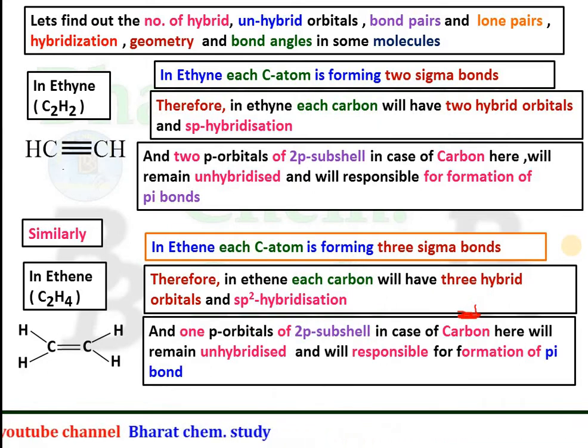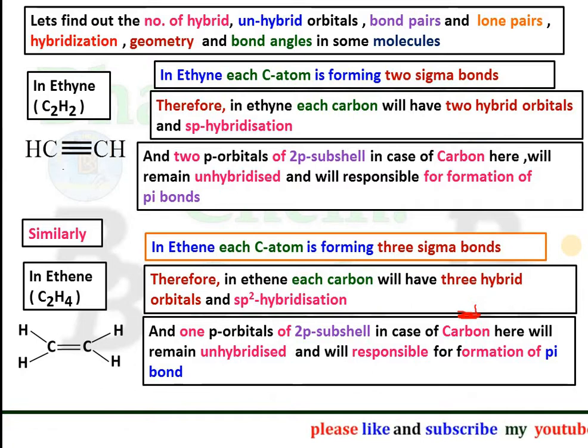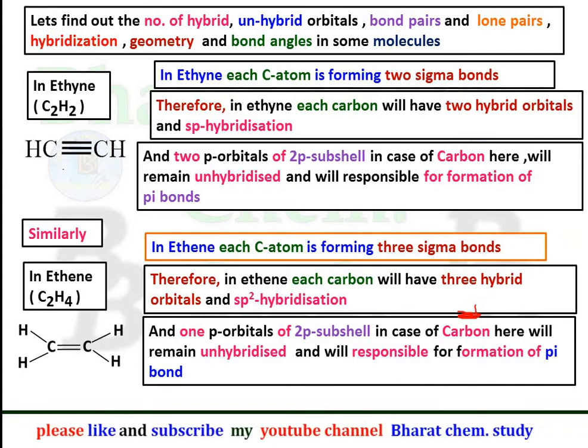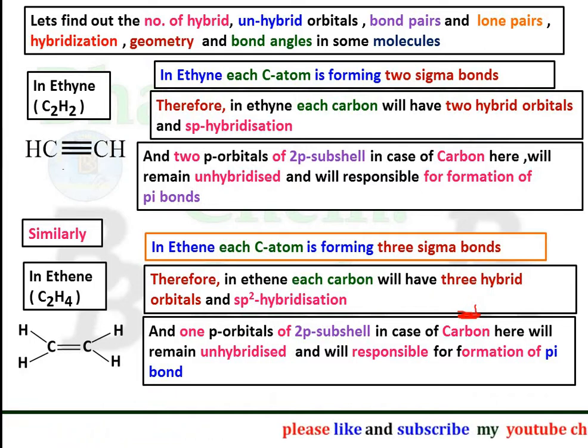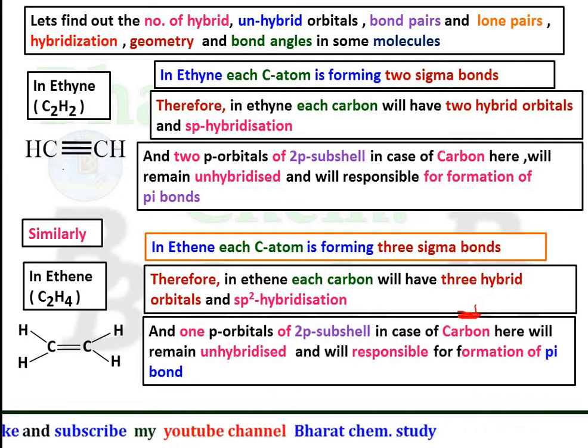And out of 4 orbitals, only 3 orbitals can take part in hybridization. That means 1 p orbital will remain unhybridized and is responsible for the formation of the pi bond. In this case, the double bond will be formed due to this unhybridized p orbital.